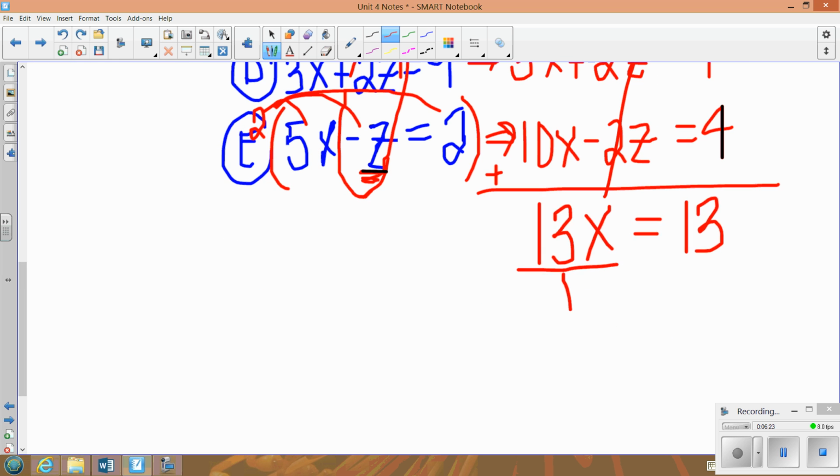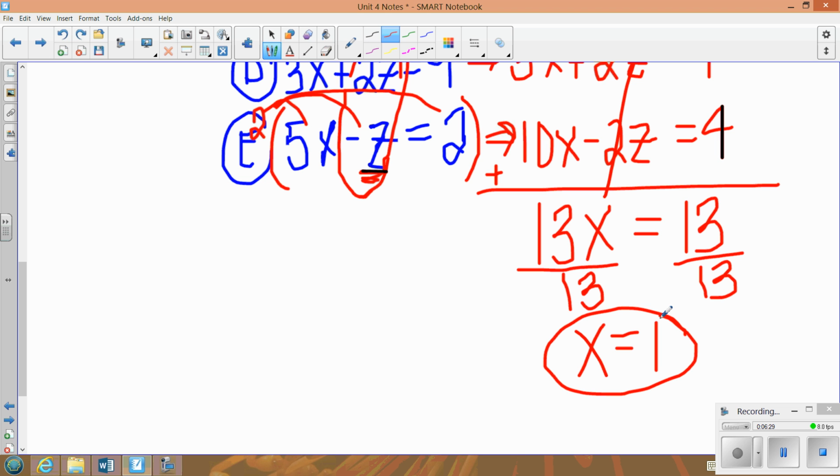Divide everything by 13, and we get x equals 1. So there's one of my answers. I need to get an x, y, and z.